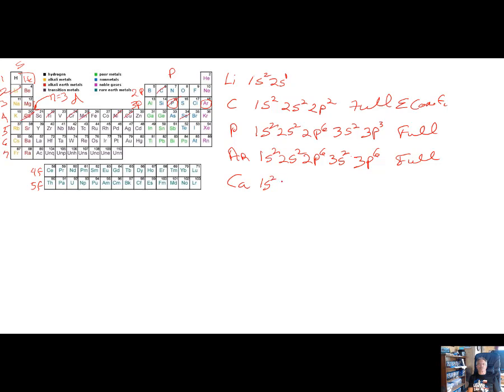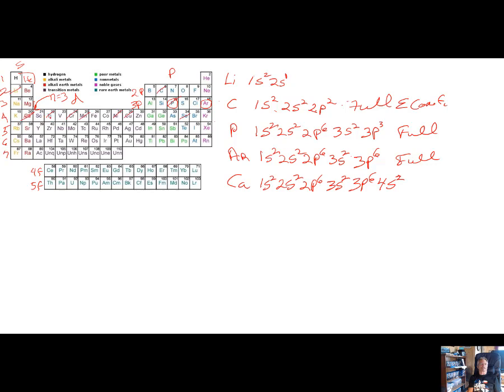1s2, 2s2, 2p6, 3s2, 3p6, and now we're dropping down to n equals 4. We have to go 2 over in the 4s subshell, and so 4s2, and that is the full electron configuration for calcium. Tell you what, let's go ahead and do one of the transition metals.